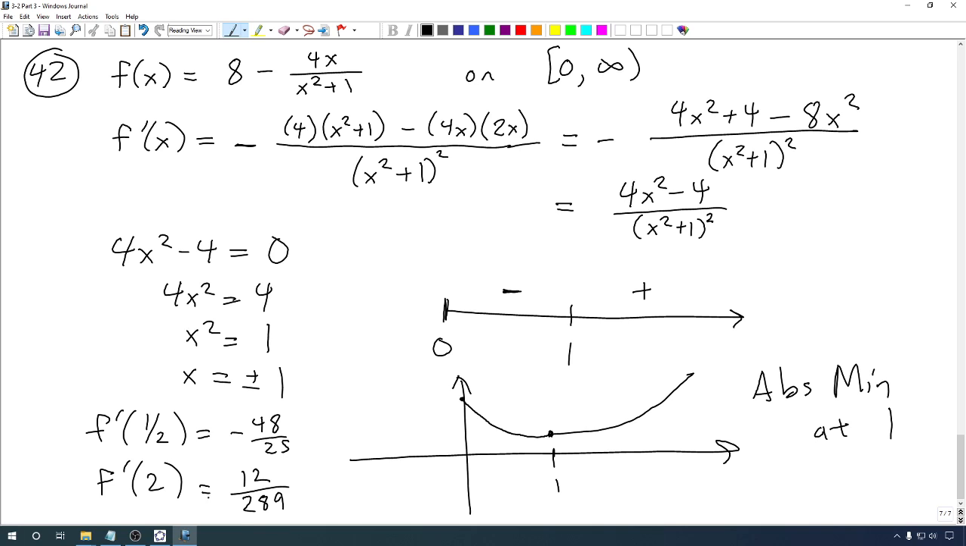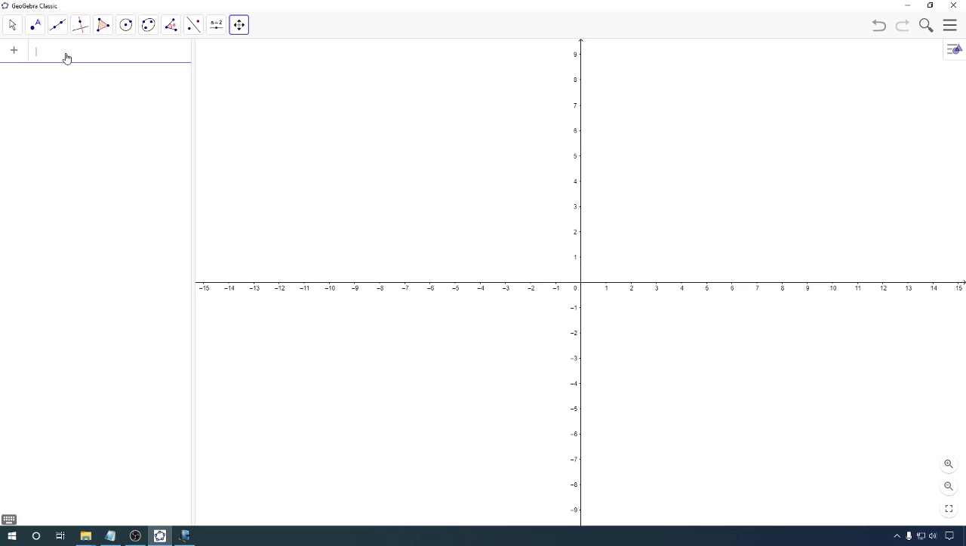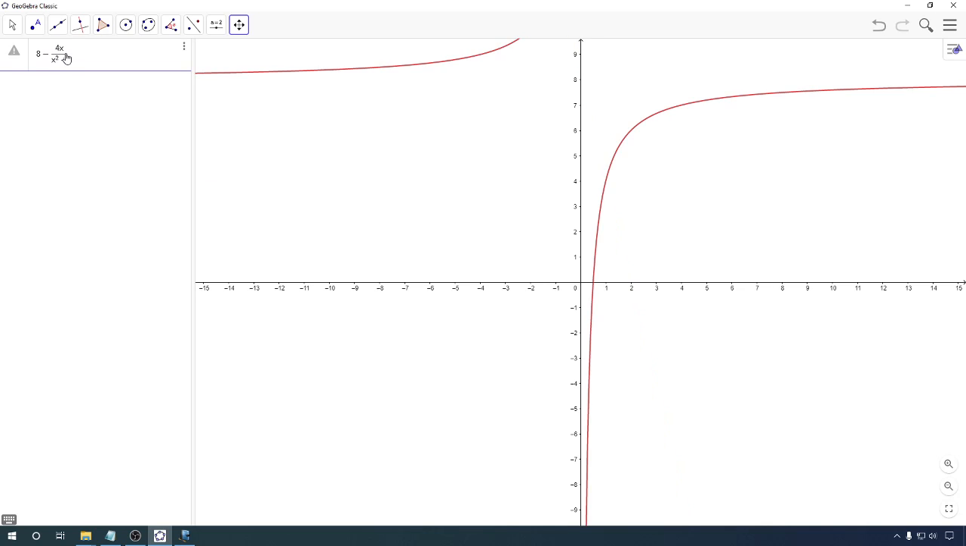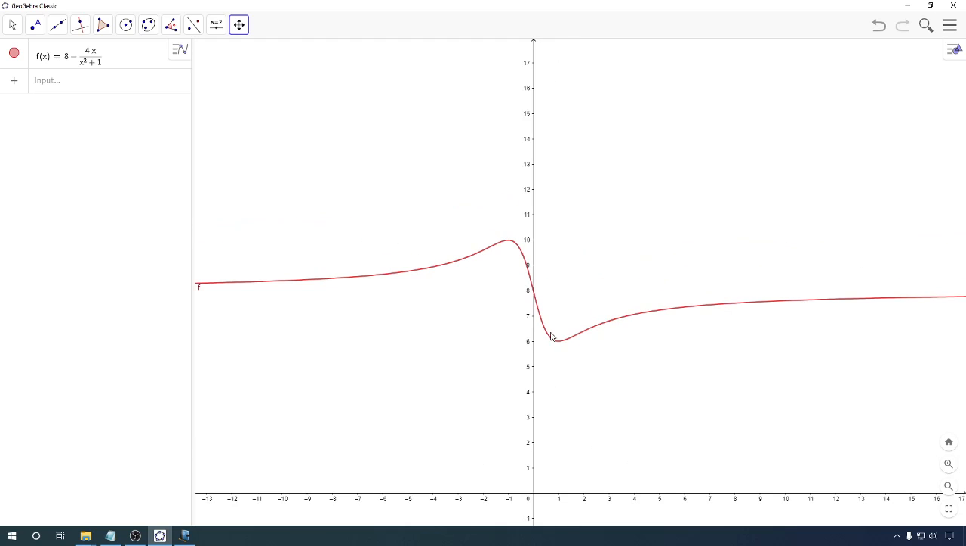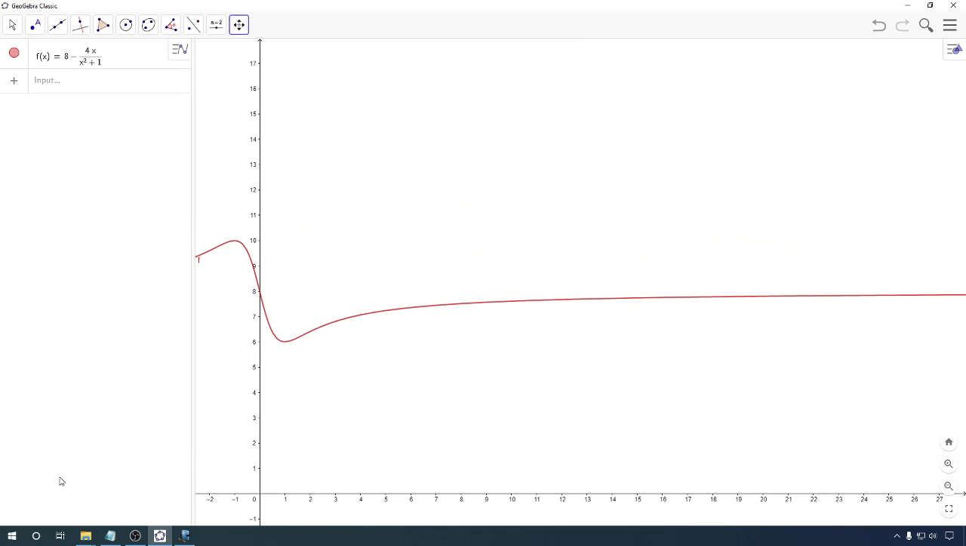Now, from graphing, we can get a little bit of a better idea. If I graph this, remember our function was 8 minus 4x over x squared plus 1. We get this function here, and we can see what's going on. At 0, we have the point (0, 8). At 1, f of 1 is 6, an absolute minimum of 6 at 1. At 0, it is a high point, and as we go off to infinity, it's not clear whether or not we actually get higher than 8.